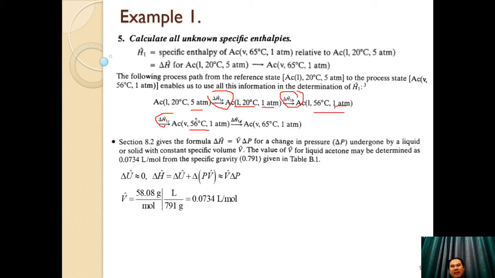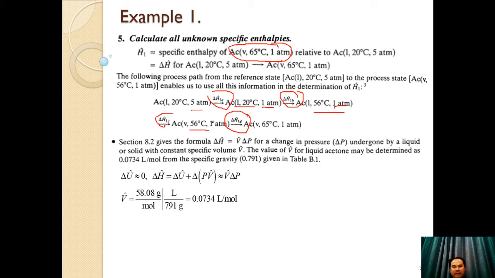Right? After you get the vapor acetone at 56 degrees Celsius, 1 atm, you change the temperature at constant pressure, because our final state is vapor at 65 Celsius, 1 atm. We change from 56 degrees Celsius to 65 Celsius at 1 atm, and that is the entropy of temperature change at constant pressure. Then you calculate for each step, starting with delta S1A, the entropy change due to pressure change.